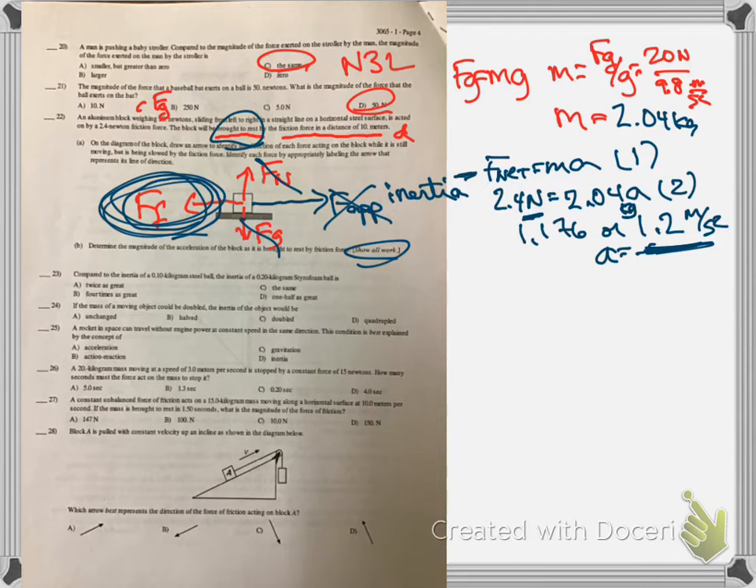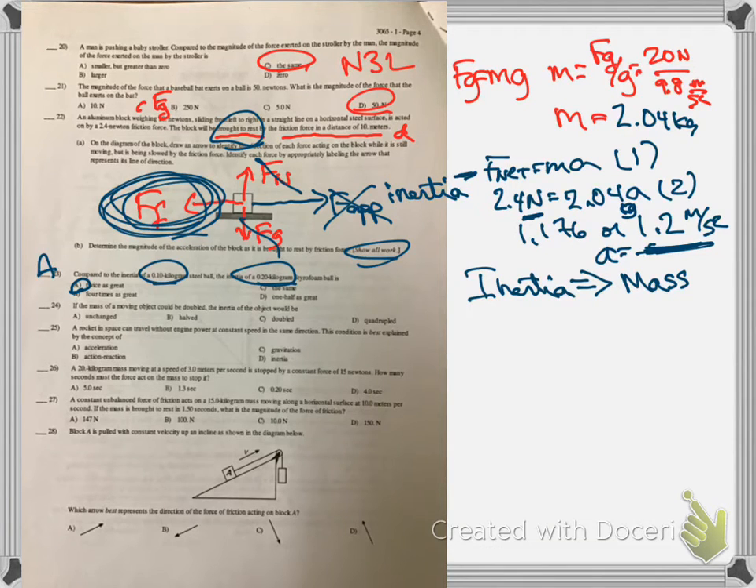All right, compared to the inertia of a 0.1 kilogram steel ball, the inertia of a 0.2 kilogram styrofoam ball is... Inertia, like I said before, is resistance to change in motion. Things at rest want to stay at rest. Things in motion want to stay in motion. That's Newton's first law. We measure it by measuring the mass. Doesn't matter what the material is. Styrofoam sure is less dense than steel, but you have 0.2 kilograms versus 0.1 kilograms. So the inertia of the styrofoam ball is twice as great.